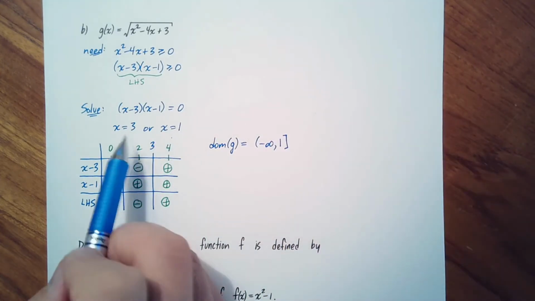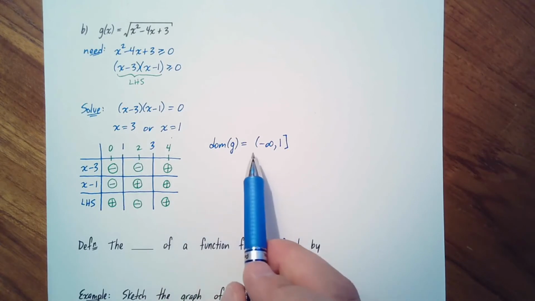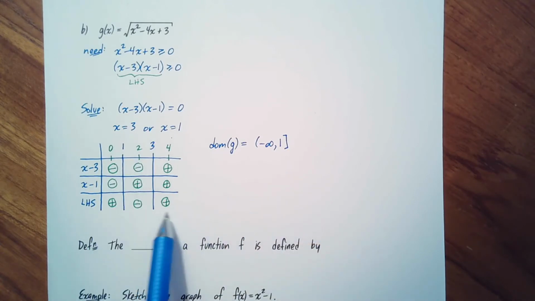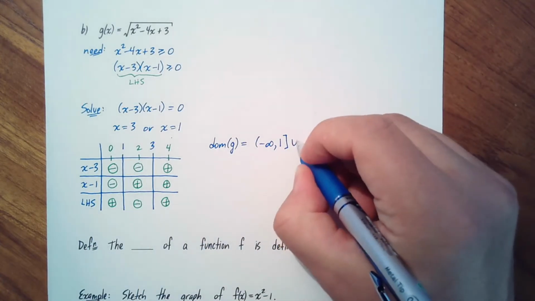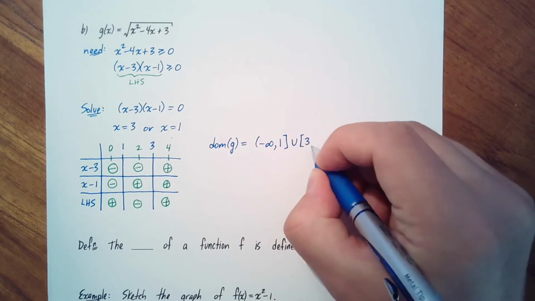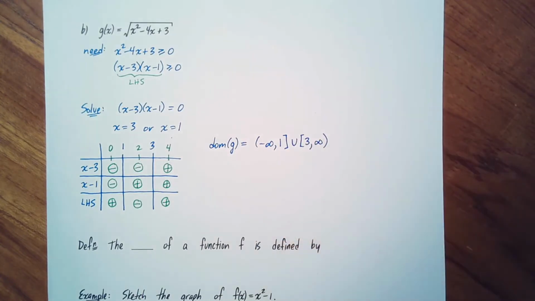And so does the number 3. So that's going to be our first piece over here. And then we want to union it with this piece over here. So we're going to union it with the interval from 3 to infinity. So that's how you can write down the domain.